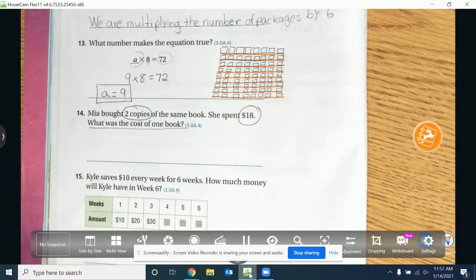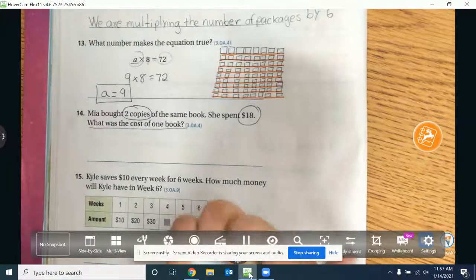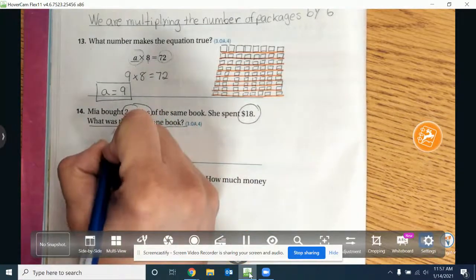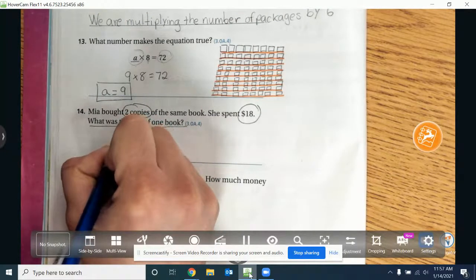So we're going to make another array. But first, we can go ahead and draw a letter. You can use any letter, but I'm going to say a B for book. So how much does one book cost?